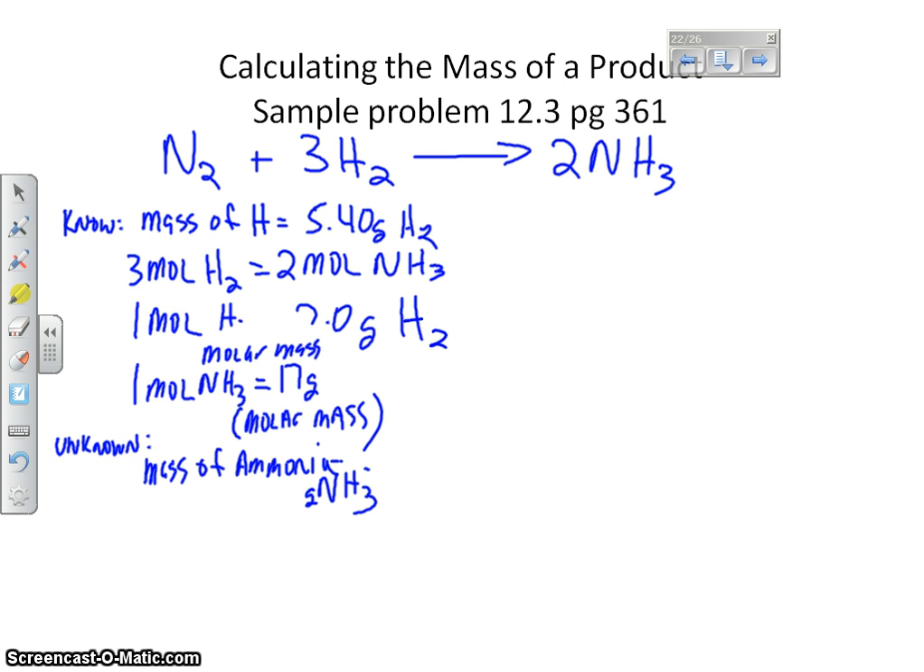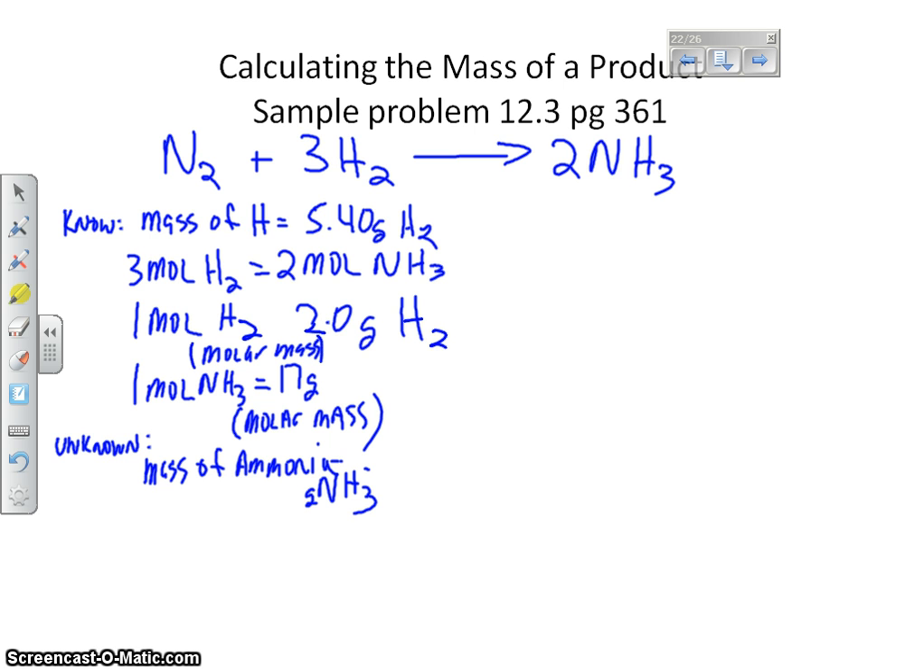Excuse me, that's not correct. 1 mole of H2, 2 grams of H2, okay, because that's the molar mass, 1 gram for each, so that's 2, all right, and 1 mole of NH3 is 17 grams, that's the molar mass of NH3. Nitrogen plus H3 equals 17 grams. So that's where we got to calculate the molar mass here, all right. What is unknown is the mass of ammonia, NH3, okay?